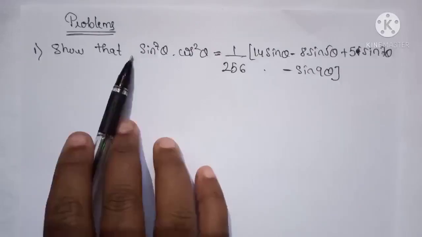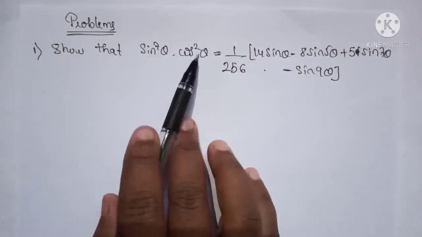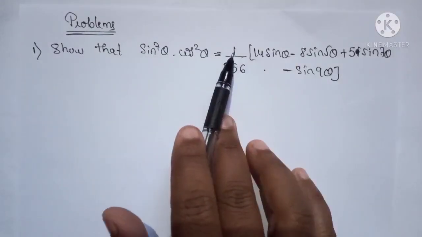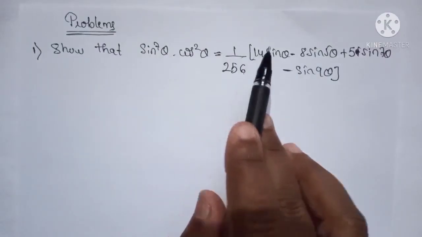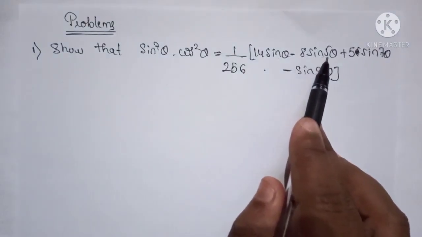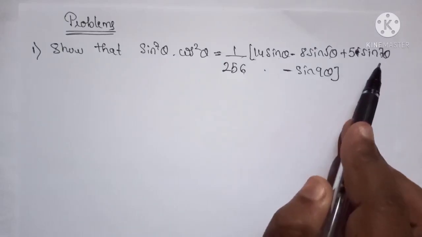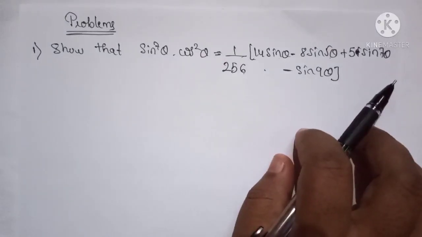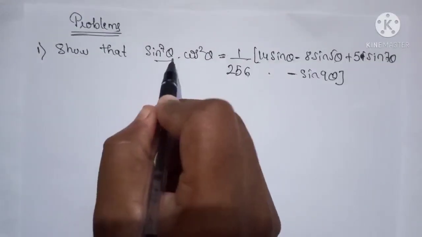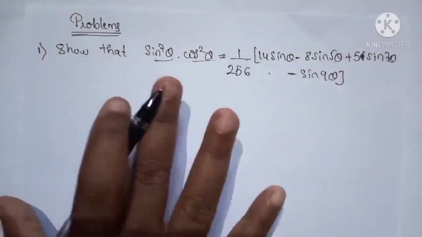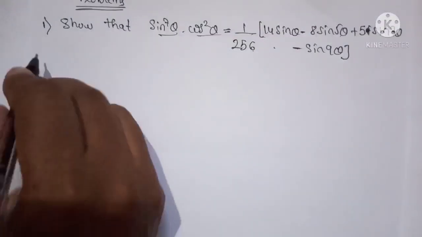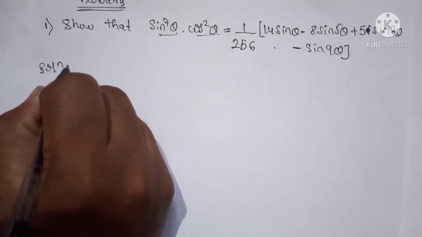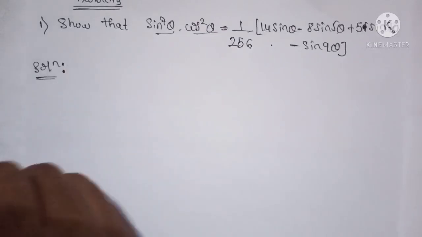First one, show that sin power 7 theta into cos square theta is equal to 1 divided by 256 into 14 sin theta minus 8 sin 5 theta plus 5 sin 7 theta minus sin 9 theta. So here the first term is sin, the second is cos. Okay, so first we should write all those expressions which were done in the previous class.